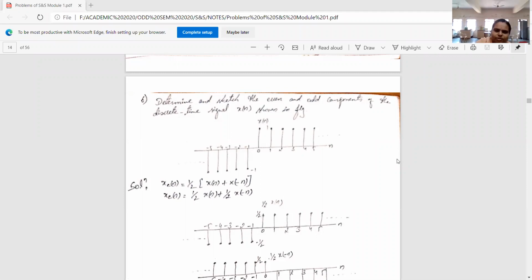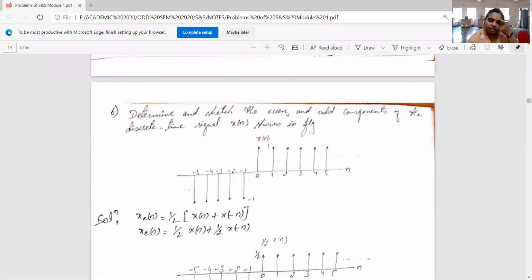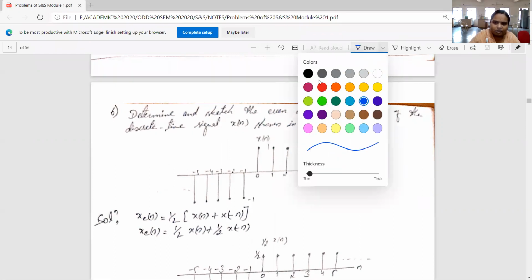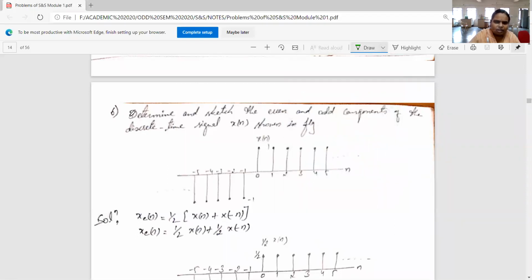Okay, today's class we will discuss the problems on even and odd functions of the signal. In the previous class, we went through how to solve a problem when the signal is given in continuous form. Here, we are going to solve a problem based on the discrete time signal. Here, a problem is given.